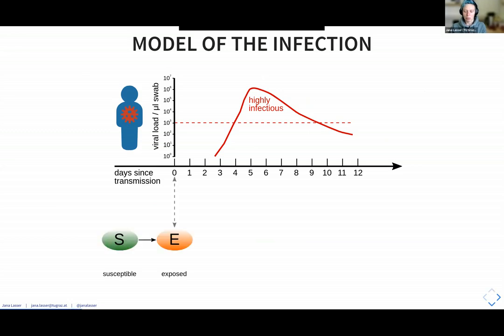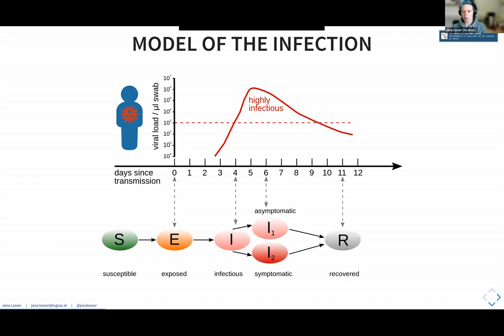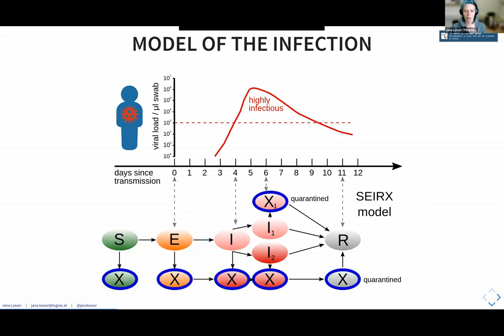So we start out with a susceptible individual. At day 0, at the transmission, the individual becomes exposed, and as the viral load increases, the individual becomes infectious and then either stays asymptomatic or becomes symptomatic. And then again, after a few days, the individual recovers and ceases to be infectious. And since we want to incorporate quarantine in our model, we also have each of these states in a quarantined version where the agent simply doesn't have any contacts to other agents anymore.